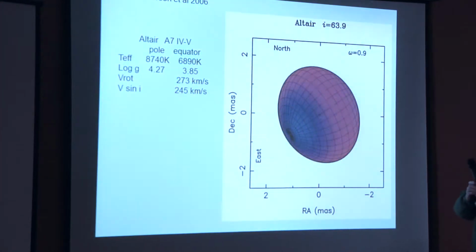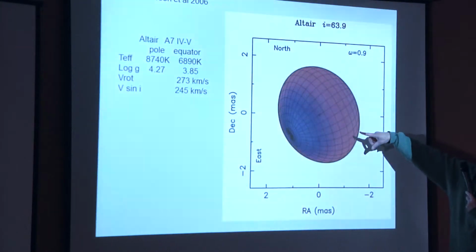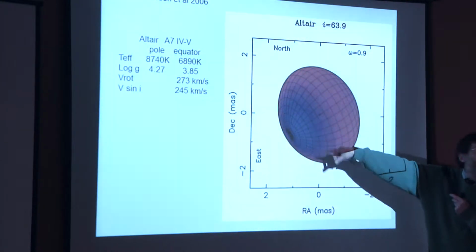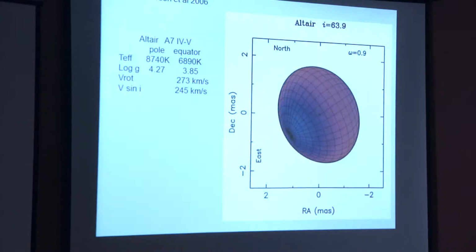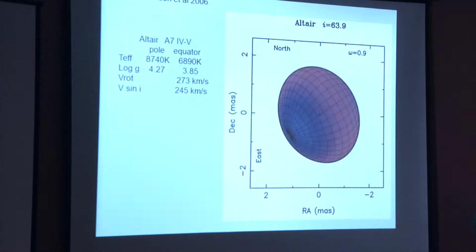Because the density is so much lower at the equator, the temperature drops to 6890 degrees, but at the pole, it's 8740. This color map is very deceiving because this is the brightest spot and this is the coolest. So I should have it reversed.